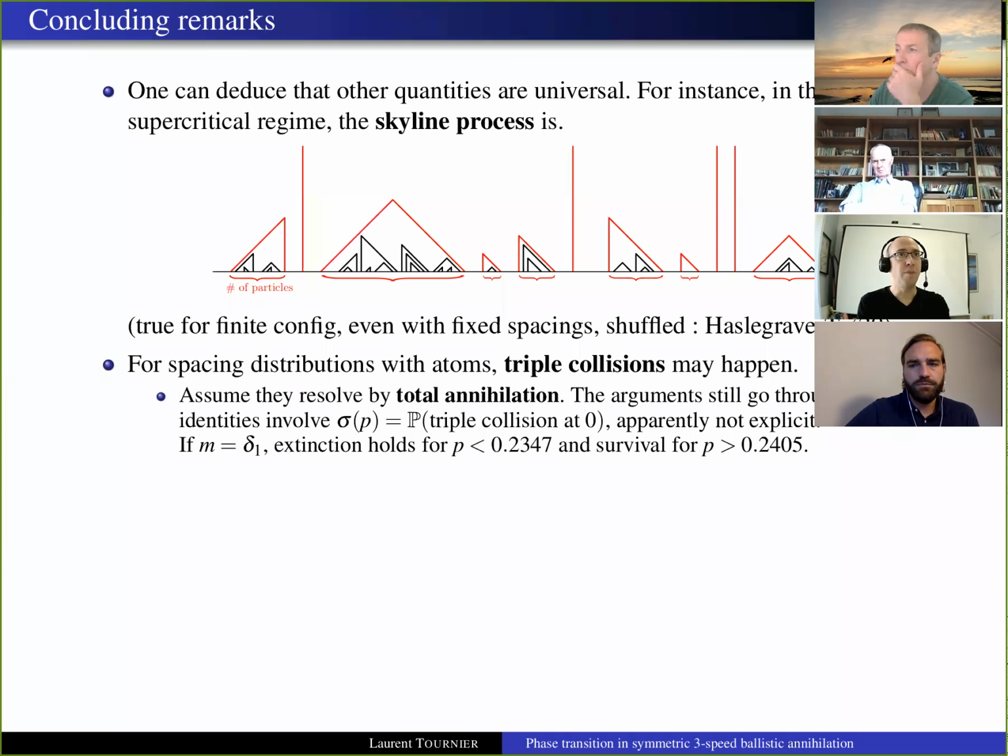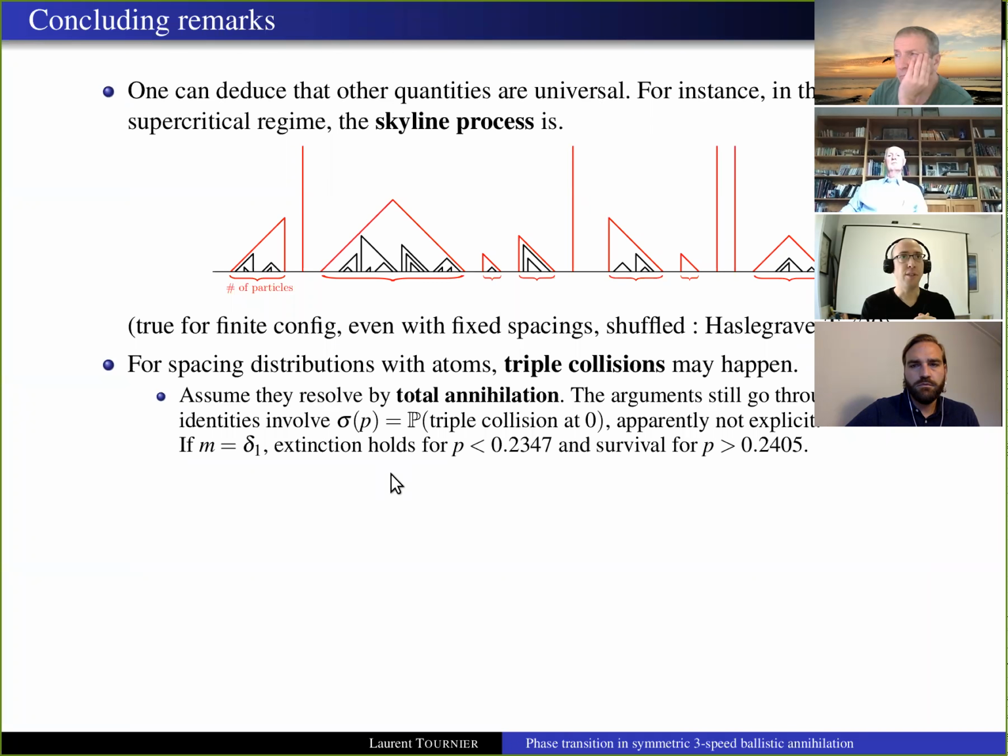And finally, I would like to come back to the notion of triple collision that I eluded at first by saying that I will take continuous spacing distribution. So I cannot have atoms, but what if I may have atoms? Then triple collision might happen between +1, 0, and -1 particle. So what do you do in this case? One answer would be by saying that they all annihilate. So the 3 bullets disappear at the same time.